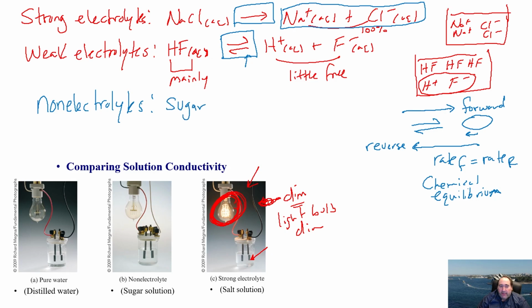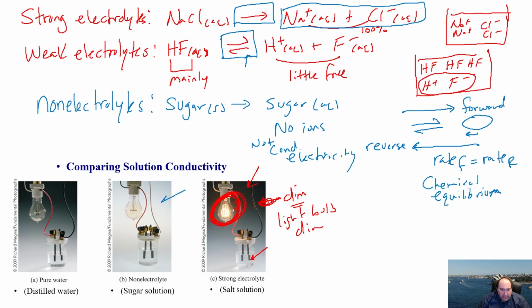And sugar will basically dissolve in water. Let's call it aqueous for the time being. And basically there's no ions here. And because there's no ions here, it will not conduct electricity because it basically has no ions present. And that's sort of what we see here. Non-electrolyte, really the light bulb not going on in that particular case.